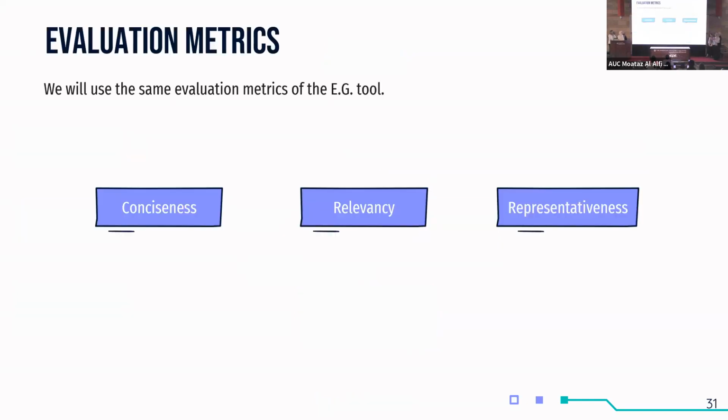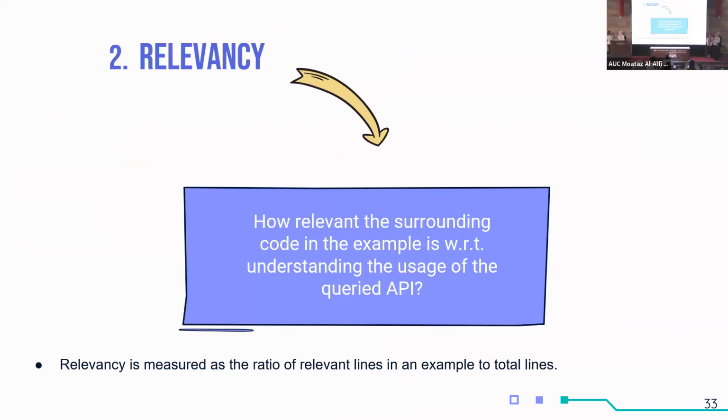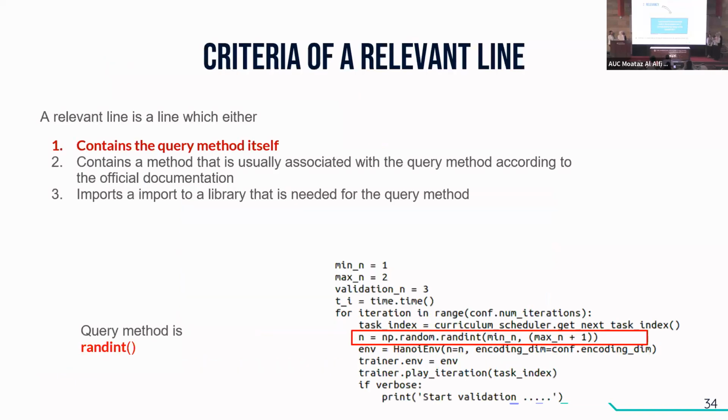So going to the evaluation metrics, we use the same metrics used to evaluate Aroma, which are conciseness, relevancy, and representativeness. As for conciseness, it's measured by counting the number of lines in a generated example, and the more the number of lines is, the worse the conciseness is. And as for relevancy, it represents how relevant the surrounding code in an example is with respect to understanding the usage of the query API. And relevancy is measured by a ratio of the number of relevant lines in an example to the number of total lines.